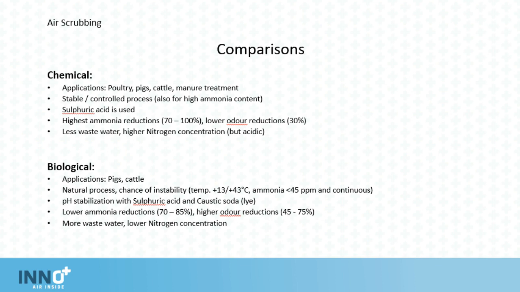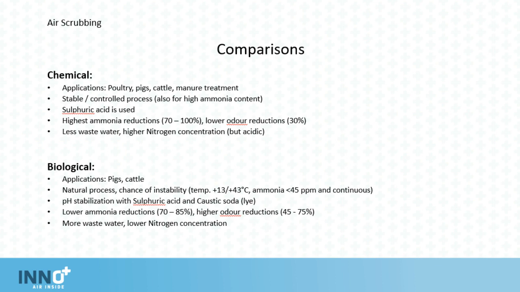So what are the comparisons? For the chemical process, the applications usually are poultry, pigs, cattle and manure treatments. So to say, all the processes in our business. It is a stable controlled process, also for high ammonia content for the manure treatment. Sulfuric acid is used. We have the highest ammonia reduction speeds, 70 to even up to 100%, but lower odor reductions. Around 30% is the maximum for chemical air scrubbing. And what we have is less wastewater, but with a higher nitrogen content. But it is acidic, so take care.